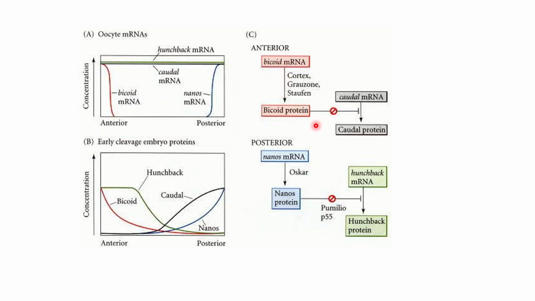gets translated to bicoid protein in the presence of all these factors, cortex, rhozone and stophin. Now bicoid protein can inhibit caudal mRNA translation to caudal protein. That's why we do not see caudal protein presence in the anterior. While in the posterior, nanos mRNA in the presence of OSCAR converts to nanos protein. Now nanos protein with the help of Pumilio and P55 proteins inhibits translation of hunchback mRNA to hunchback protein. That's why we do not see hunchback in the posterior region of the Drosophila.